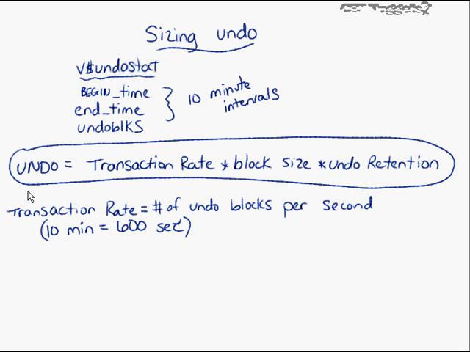So to calculate how large your undo table space should be, you want to take this transaction rate that you got, multiply that by your block size. You can get that from your initialization parameters, and then you multiply that by your undo retention, the number of seconds that you want Oracle to hold on to your inactive undo.